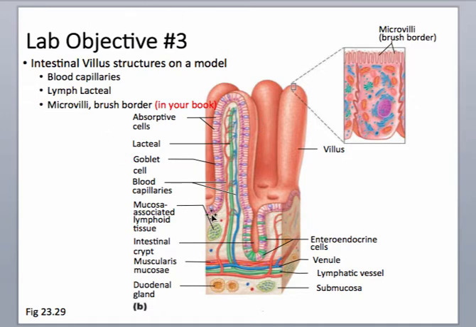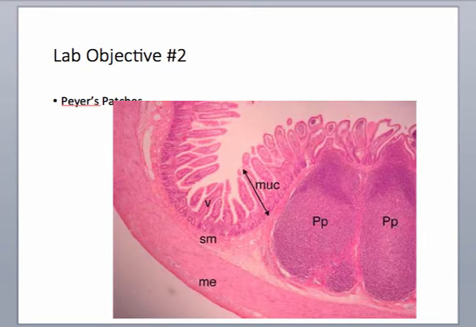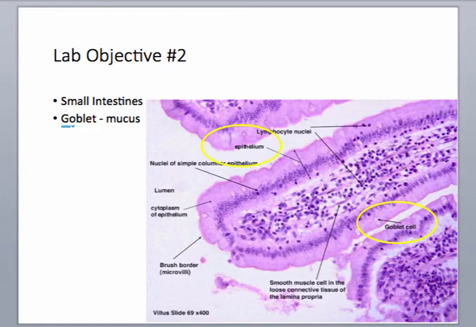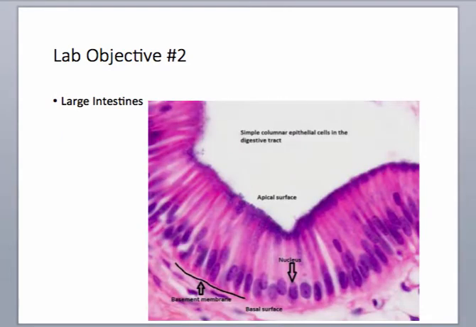Most of the structural modifications in the small intestine have to do with absorption. So again, more surface area for absorption. And then if we go back up to where we were before with our small intestine, I'm going to skip the large intestine for a minute and go back to it.